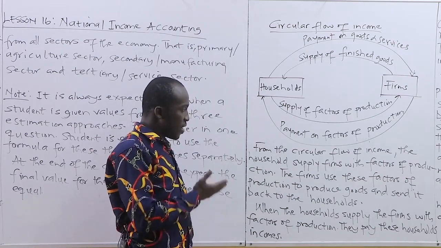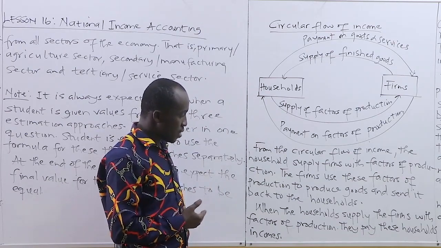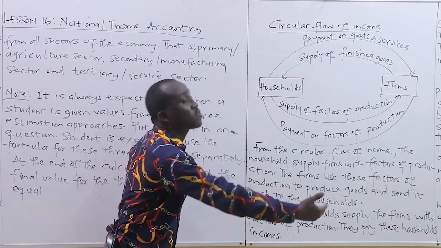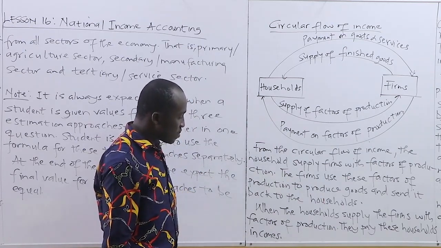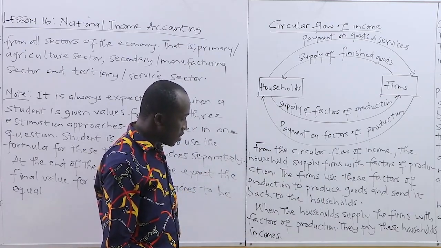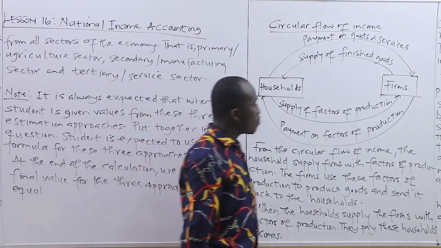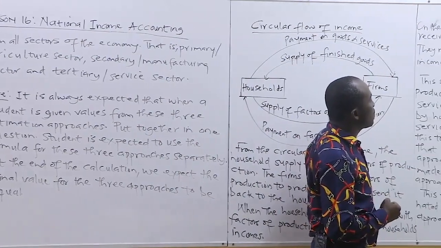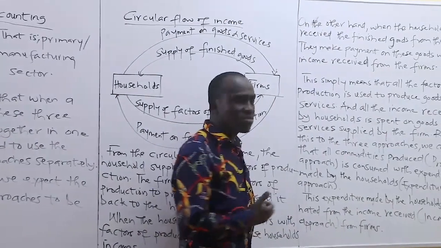From the circular flow of income, the households supply firms with factors of production. The firms use these factors of production to produce goods and send them back to the households. That's already been told you. When the households supply the firms with factors of production, the firms pay these households with incomes. On the other hand, when the households receive the finished goods from the firms, they make payment on these goods with the income they receive from the firms.